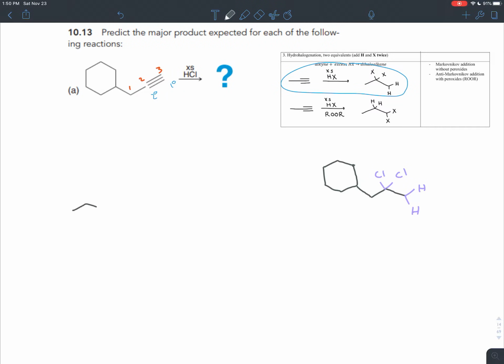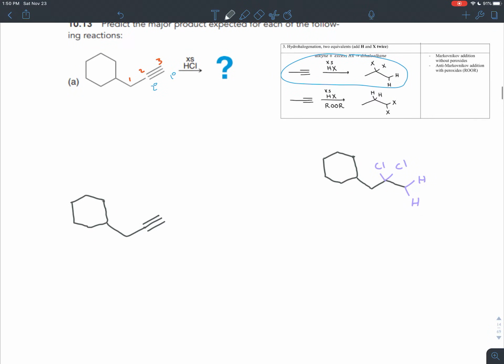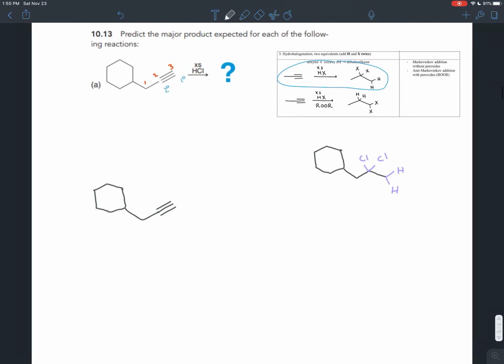If you're not interested, you can scrub down to where you see B. But otherwise, I'm going to go through this mechanism quickly for us here, because it's the first time that we're talking about the hydrohalogenation of alkynes in a video.